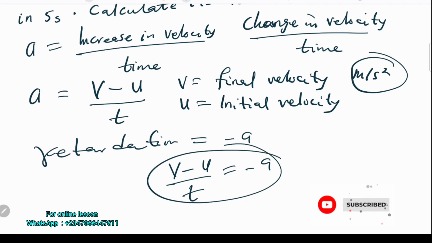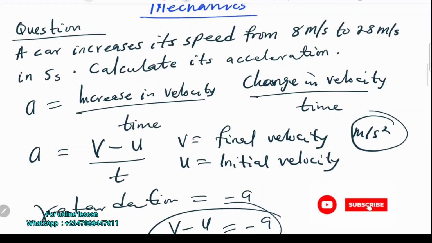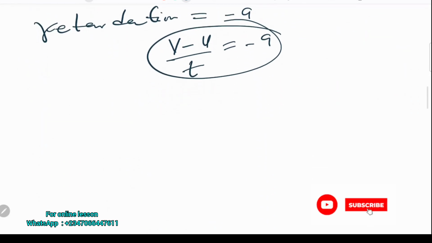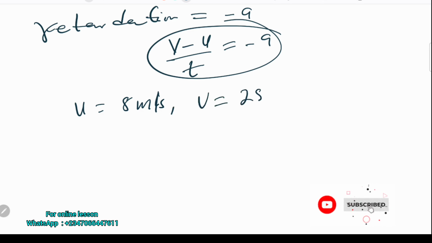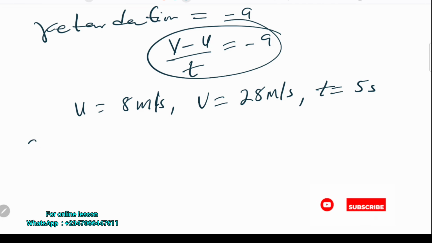Now let us go to this question, which we are required to solve. This one is an increase in speed from 8 meters per second to 28 meters per second. So what does that mean? It means your u is equal to 8 meters per second, and v is equal to 28 meters per second. Now let us go, and the time given to us is 5 seconds.